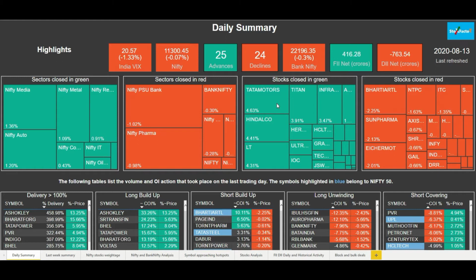So friends, as you can already see on your screens, the daily summary page is selected, and on the bottom you can see all the 8 tabs which we discussed in the previous video.